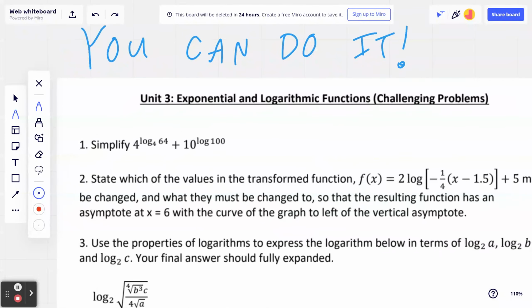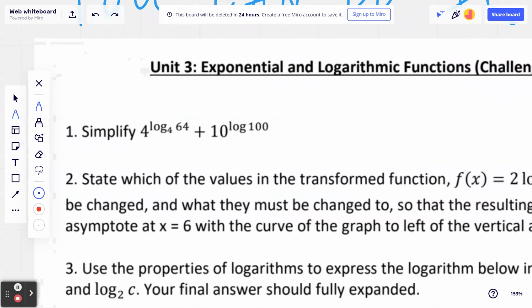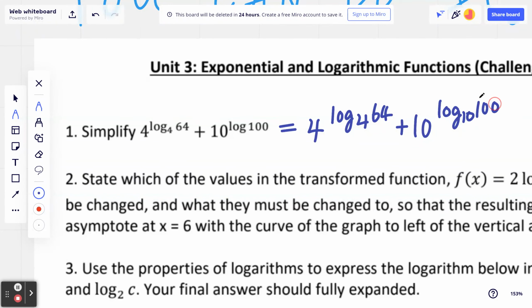Let's begin. Number 1. Simplify 4 to the power of log base 4 of 64 plus 10 to the power of log of 100. Now, if we really think about the first part, I can just copy 4 to the power of log base 4 of 64. And the second part, 10 to the power of log of 100, is the same as saying log base 10 of 100.